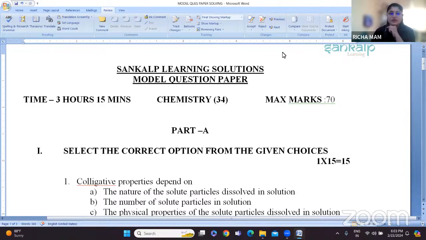I have taken one of the model question papers. So let's start with this model question paper. As you know, for your board exams, the total marks is 100 marks.